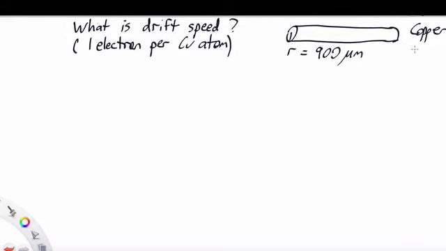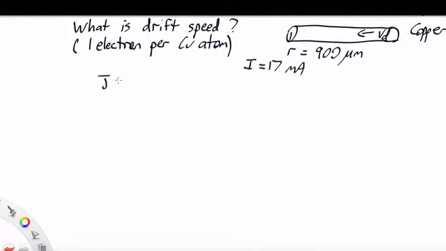So we're imagining a length of copper wire. We want to know what is the actual drift speed of the electrons in that wire. We've got a radius of 900 microns. In other words, it's 1.8 millimeters in diameter. And we're going to assume that there's 1 electron per copper atom. Now, let's say that there's a current going through it of 17 milliamps.